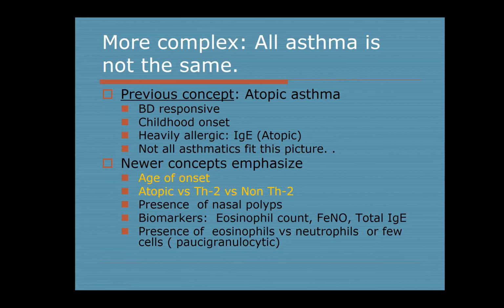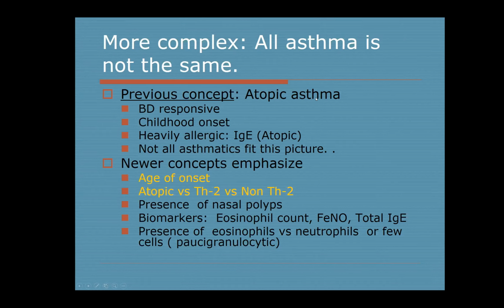So that means that asthma is more complex than we had thought previously. Our previous concept was what we call atopic asthma. And atopy refers to IgE. It does not refer, in the definitions that we use in asthma, to eosinophils. It refers to the presence of IgE.